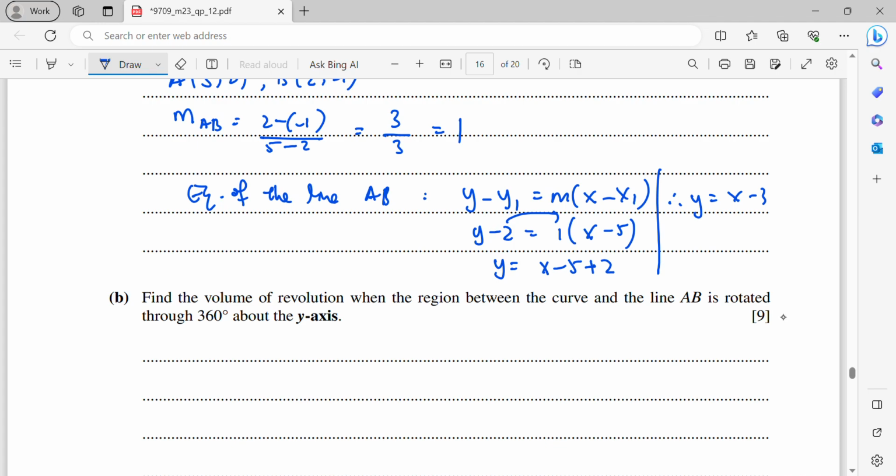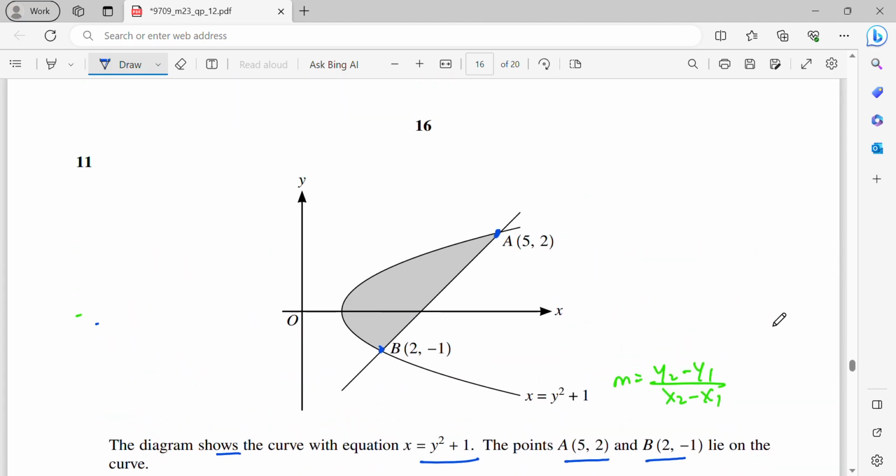Okay. Now, B, find the volume of revolution when the region between the curve and the line AB is rotated 360 degrees about the y-axis. Okay, so when it is about the y-axis, it means that your region will rotate towards the y-axis. So from here, in order to get the volume of the shaded region, I have to find this whole volume minus the second volume. So it is volume 2 minus volume 1. That will be the volume of the shaded region.